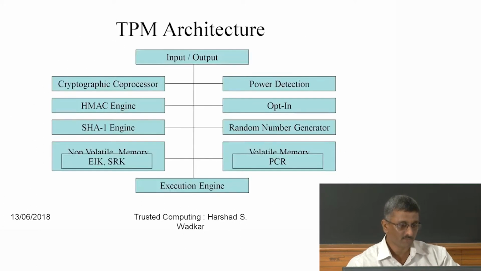This TPM has the following components. There are the input devices, a cryptographic coprocessor, the HMAC engine, the SHA engine for hashing and comparison, and the non-volatile memory in the form of EK and SRK. There is a random number generator available. There is a volatile memory in the form of PCRs. These are all registers, and there is the execution engine.